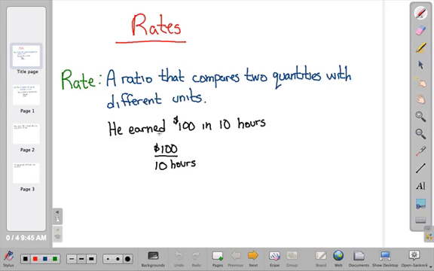So here's an example. He earned $100 in 10 hours. If I write this as a ratio, I have $100 up here in the numerator, and I have 10 hours down here in the denominator. So up here in the numerator we have money, or dollars, and down here in the denominator we have hours. Even though yes, this is a ratio, it's a more specific type of ratio known as a rate because we are comparing two different units, dollars to hours.